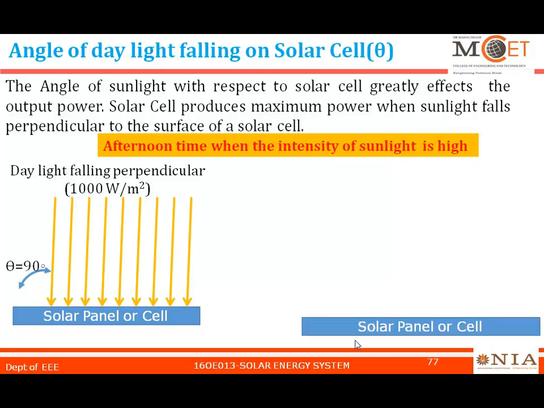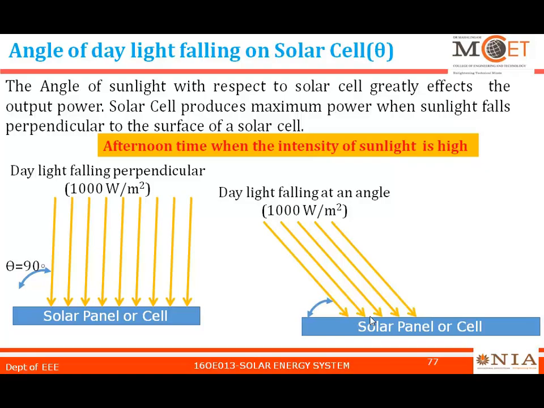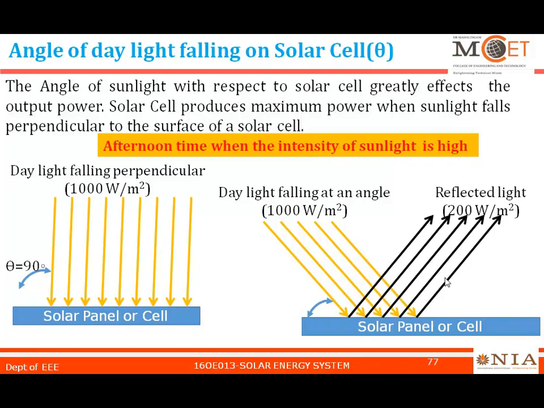Same thing, this is a solar panel. When the light is falling at an angle, 1000 watts per meter square is falling on this panel, but this panel will not absorb 1000 watts. It may absorb 800 watts, remaining 200 watts will be reflected. So at the same time, without the proper angling of the solar panel, we are wasting 200 watts. So angle plays a very important role. Light falling on the solar panel should be perpendicular to the solar cell or solar panel.